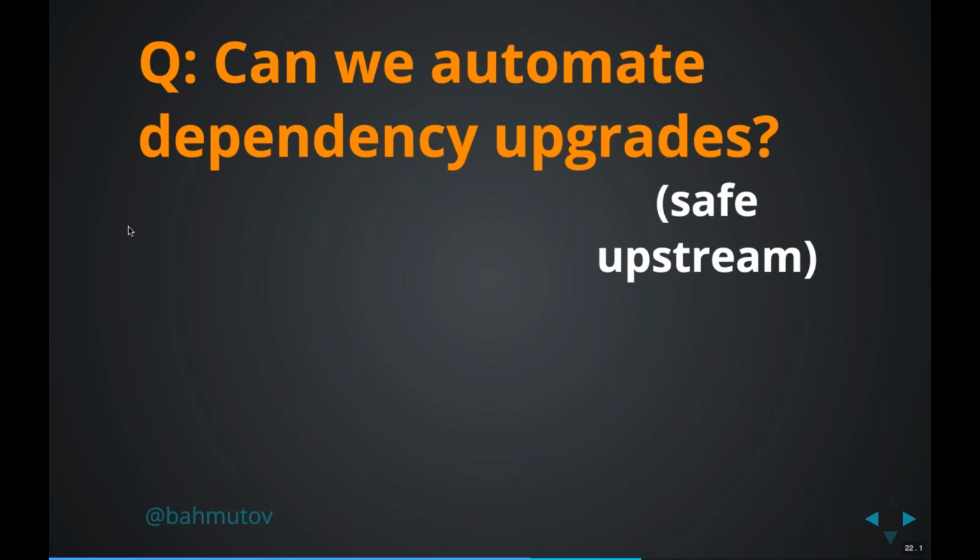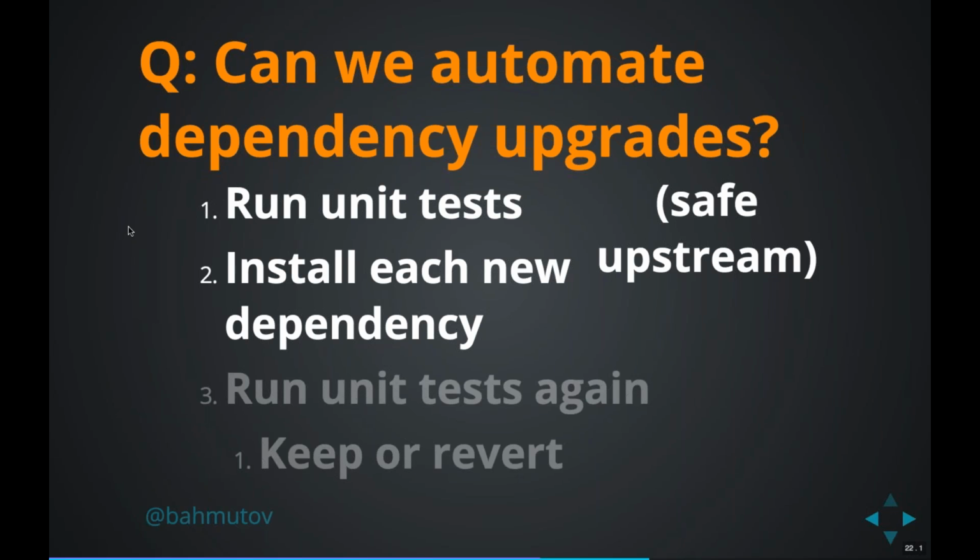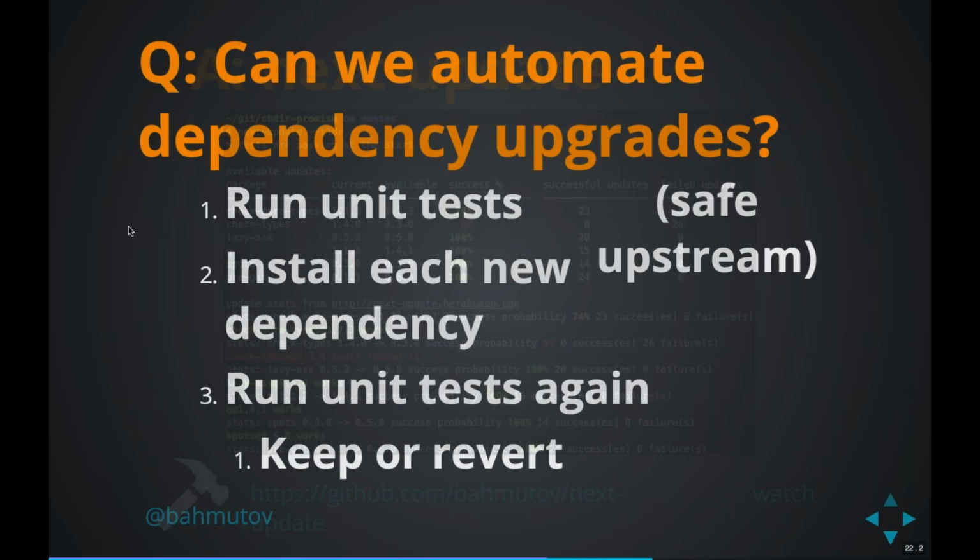The question then arises, can we automate dependency upgrades? Can we bring the new features, the bug fixes, without doing this process manually? If we wrote an algorithm, it would run unit tests first to make sure we have a stable state. It will install each new dependency and each new version and run tests again. If the tests pass, then we can keep the new version. If the tests fail, we have to revert, and then we continue as before. This process is easily automatable and it's safe.